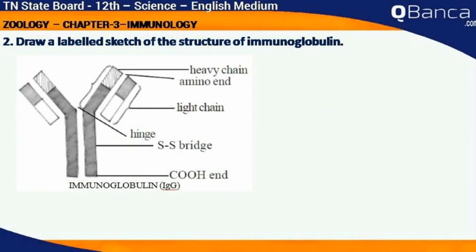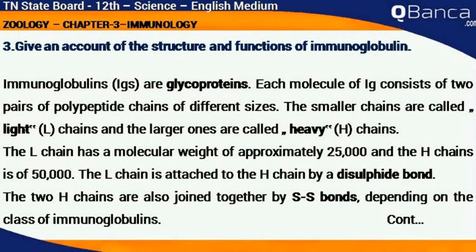Draw a labeled sketch of the structure of immunoglobulin. Give an account of the structure and functions of immunoglobulin. Immunoglobulins are glycoproteins. Each molecule of immunoglobulin consists of two pairs of polypeptide chains of different sizes. The smaller chains are called light L chains and the larger ones are called heavy H chains.